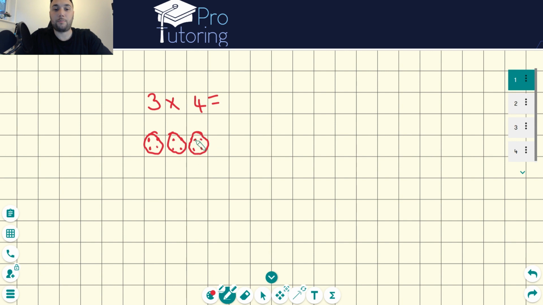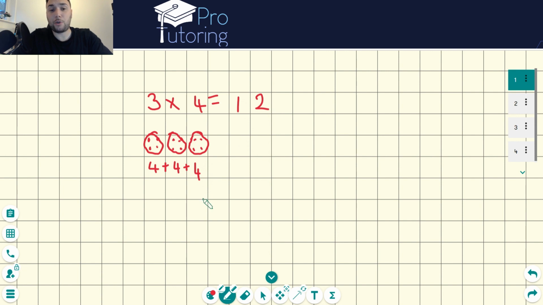Forgive my drawing. So we have 1, 2, 3, 4, 5, 6, 7, 8, 9, 10, 11, 12. So you know that already. Or we can just say 4 plus 4 plus 4, because multiplication is repeated addition. Now, if you know your times tables, you know that the answer to that is 12.